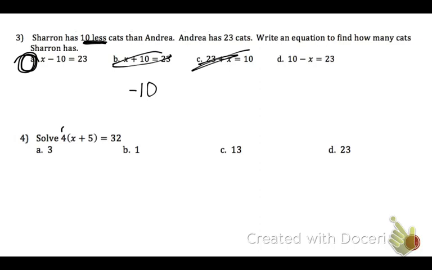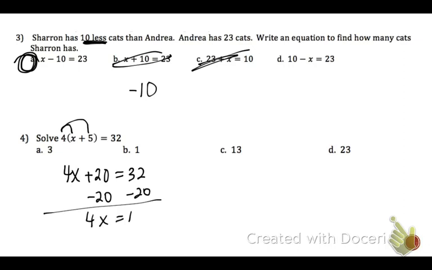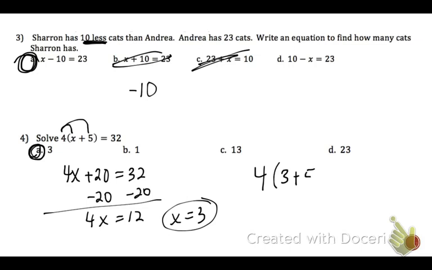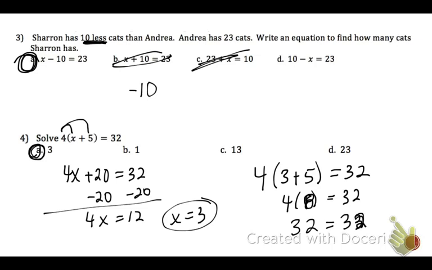Problem 4, we need to start by distributing. We get 4x plus 20 equals 32. Subtract our 20 over. Divide by 4, we get x equals 3. One thing you can do on problems like this is check your answer, which I highly suggest. So we're going to plug 3 back in and make sure that we get a true statement. 3 plus 5 is 8, so we have 4 times 8. 4 times 8 is 32, so this gives us 32 equals 32, which is a true statement.